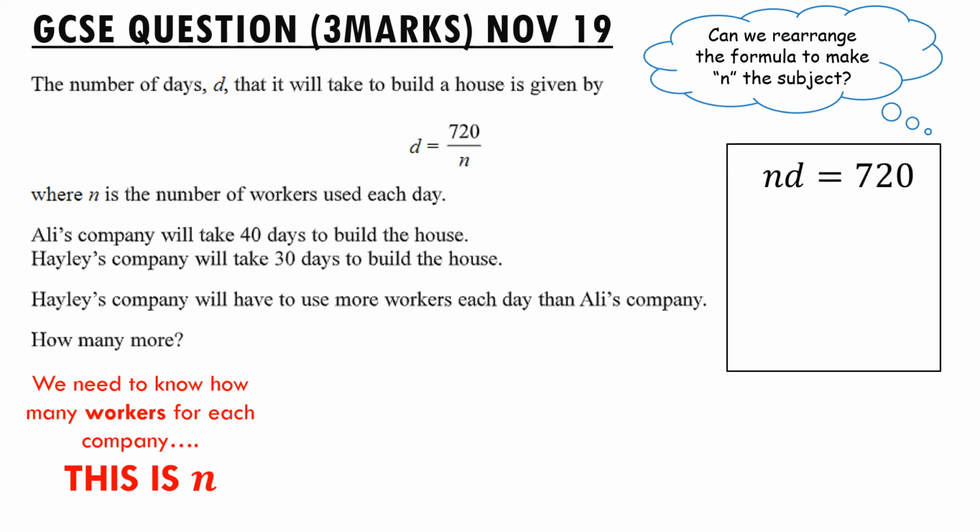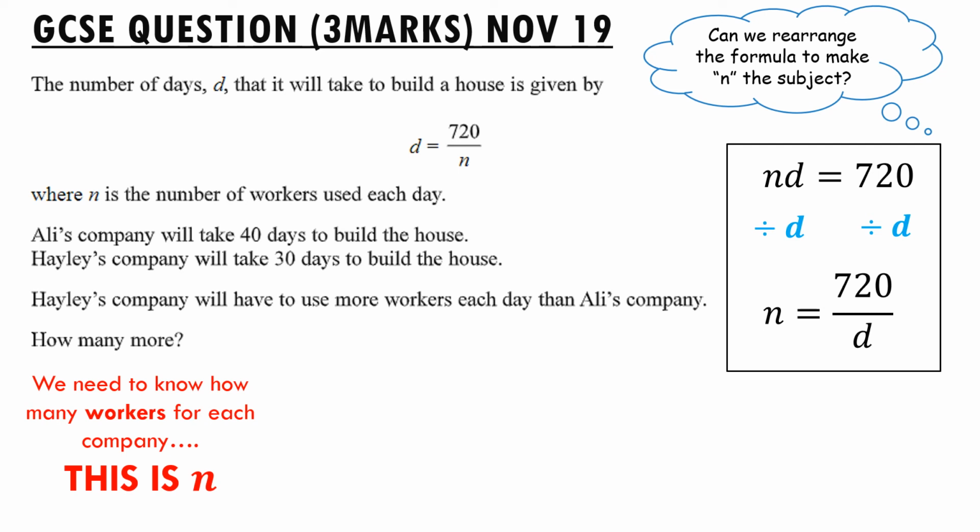So let's rearrange it. If I times by n, I get nd equals 720, so I've got rid of my fraction. Then I can divide by d, and I get n equals 720 over d. Or you could have used the quick way and just switched the n and the d over. Your choice. Now that we've got that, we're going to work out Ali's company and Hayley's company, see how long it will take and how many workers they'll need.